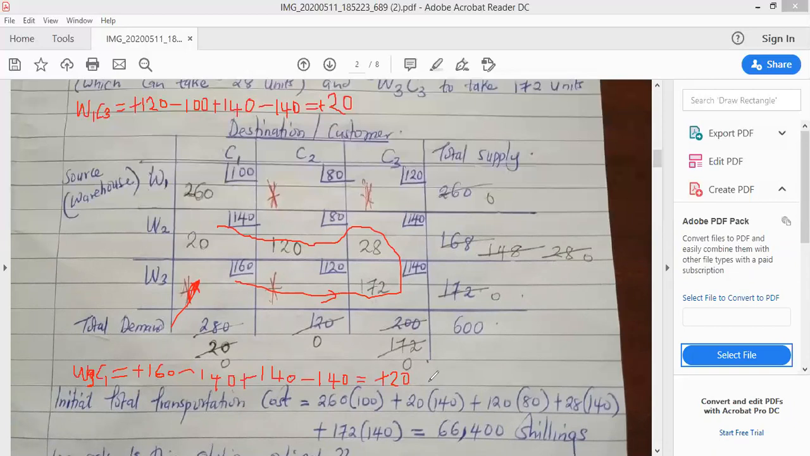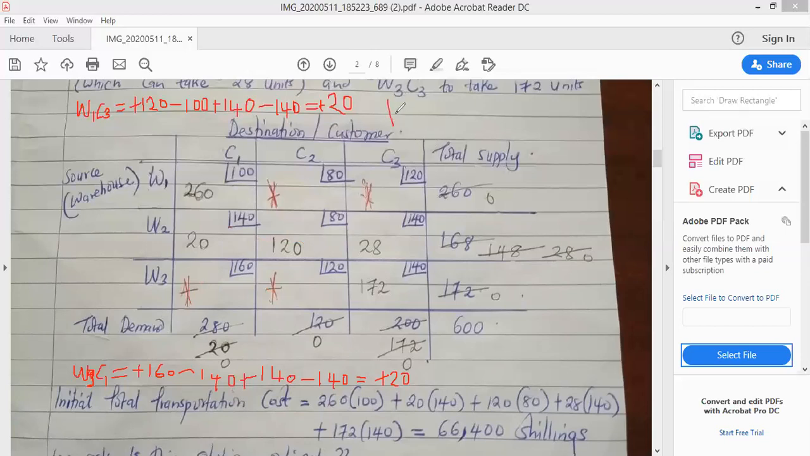And you can also do it the other way around. Actually, you'll still get the same result. If you rotate clockwise, you'll still have the same result. Finally, we compute the shadow price for cell W3C2. It is also empty, as you can see.